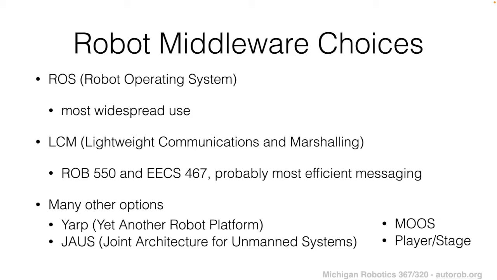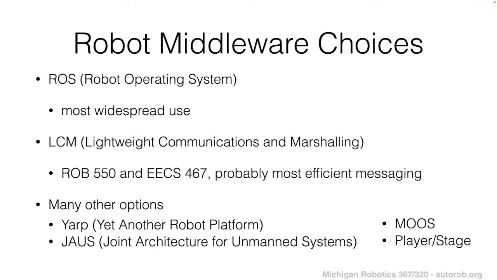So the most commonly used example of a robot middleware is what's referred to as ROS. ROS stands for the Robot Operating System. This is an example of a robot middleware platform that would be used very, very commonly in industry and in research. We use it in our lab. I've used it. But there are other choices.